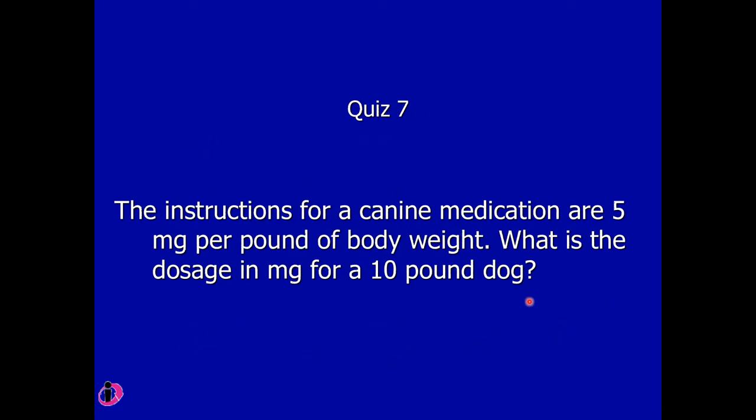Again, another problem. If we have a 10-pound dog, it will be what? 5 times 10, right? 50 milligram.